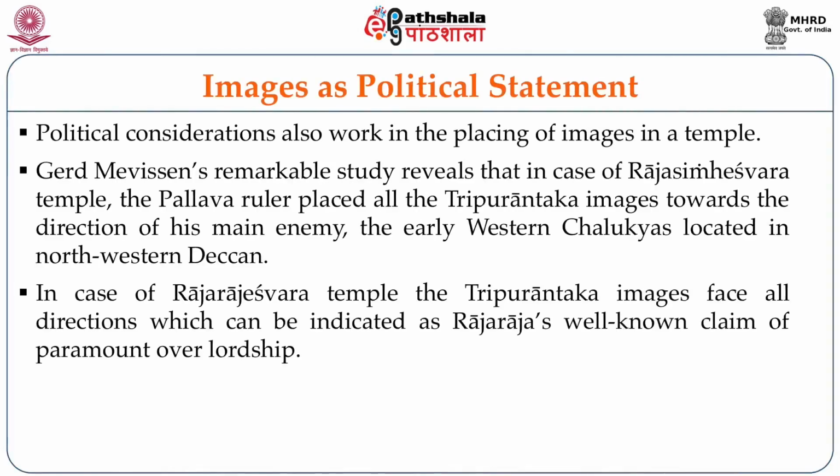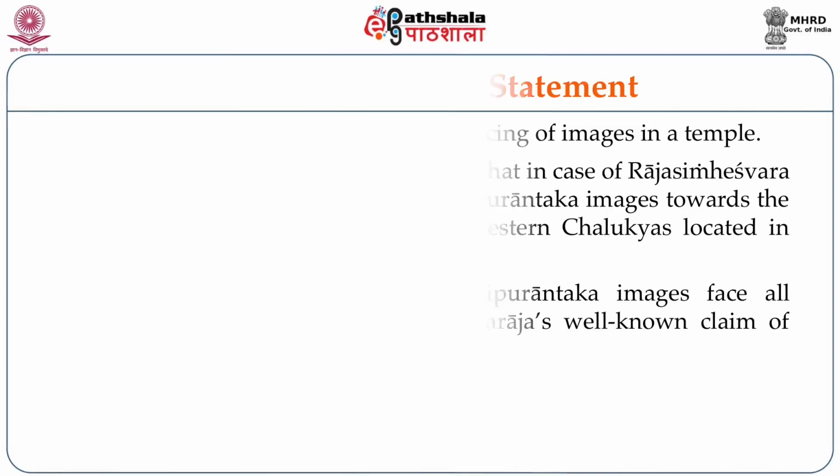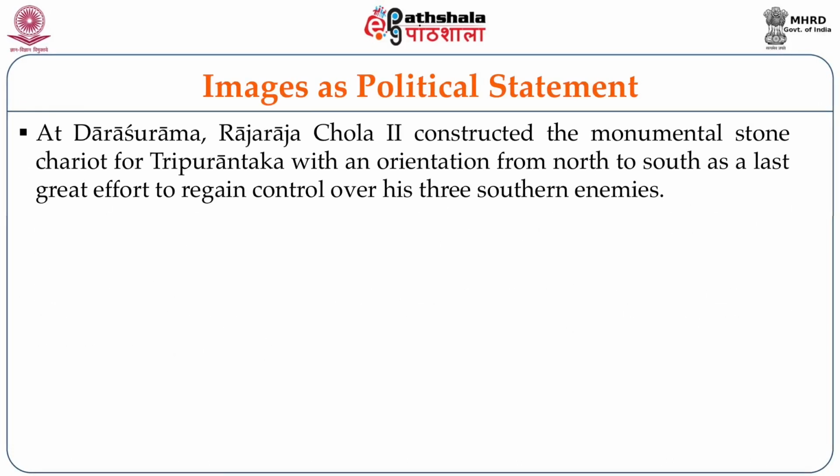So it gives us an indication of the Pallava Chalukya struggle. Since the Chalukyas were in northwestern Deccan, the Tripurantaka image was looking at northwest so that they could be defeated. Then again we find that in case of Rajarajeshwara temple, the Tripurantaka images face all directions, which can be indicated as Rajaraja's well-known claim of paramount overlordship. At Darasuram, Rajendra Chola II constructed the monumental stone chariot of Tripurantaka with his movement from north to south as a last great effort to regain control over his southern enemies.